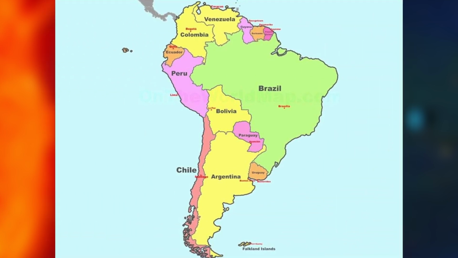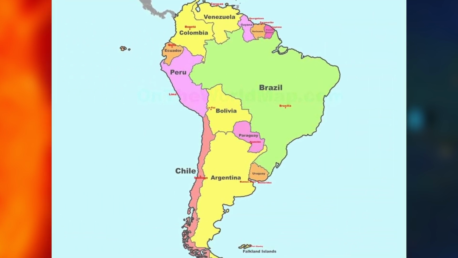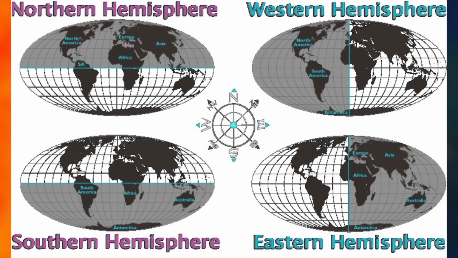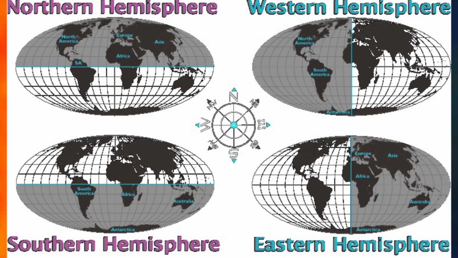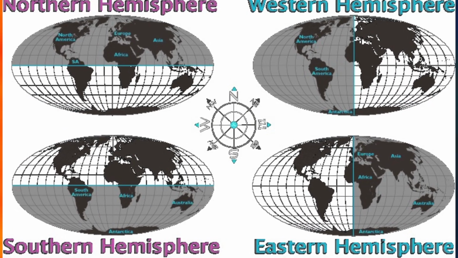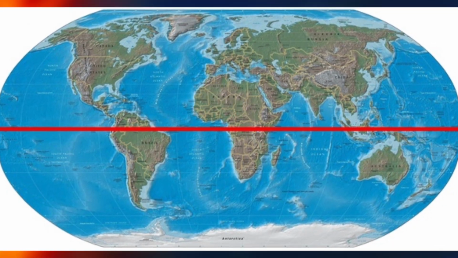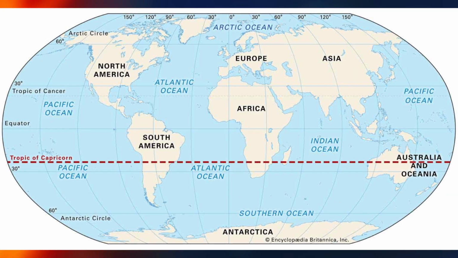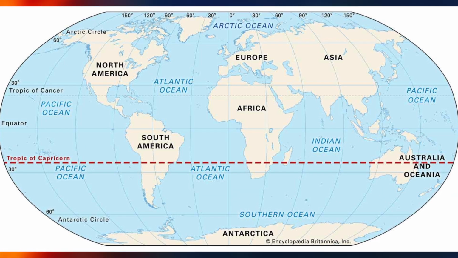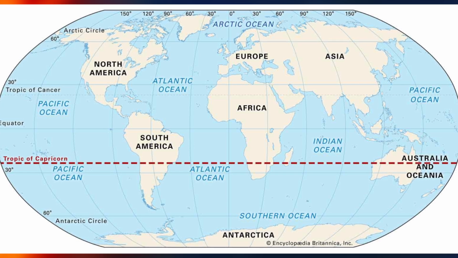South America is the 4th largest continent. Greater part of South America lies in the southern hemisphere. The equator passes through the northern part of the continent. The Tropic of Capricorn passes through the southern portion of South America.